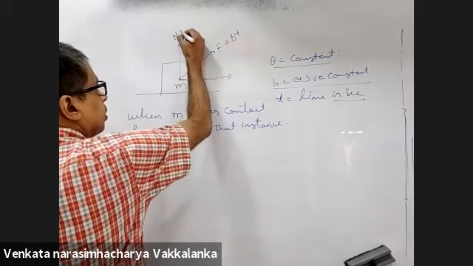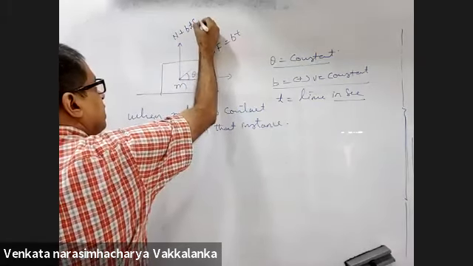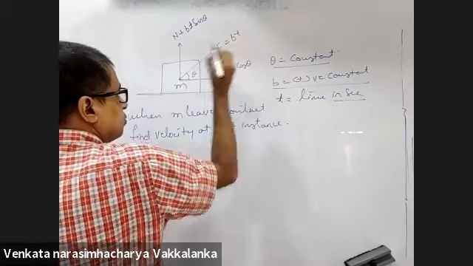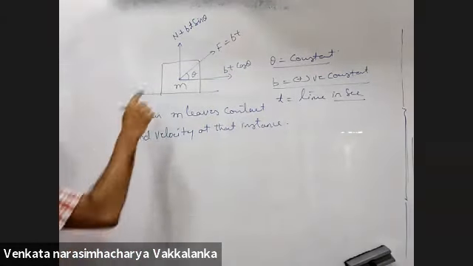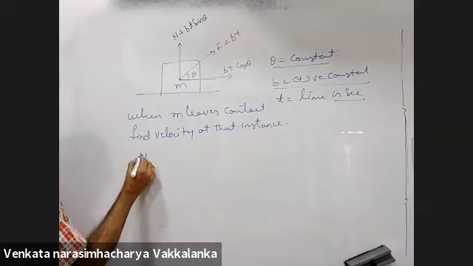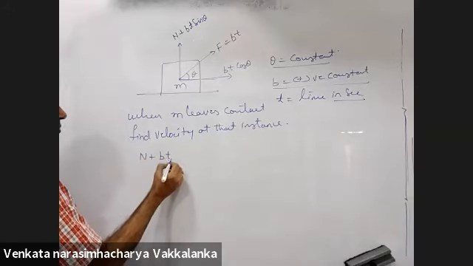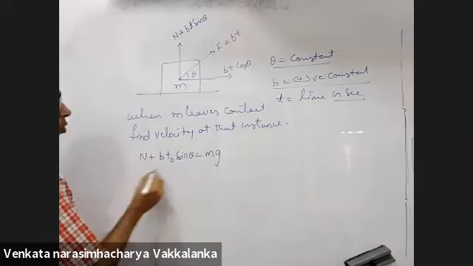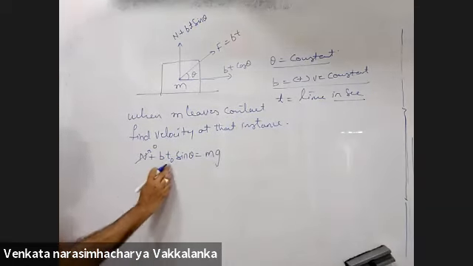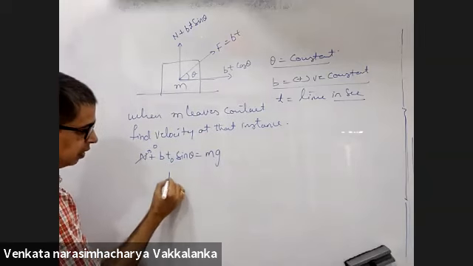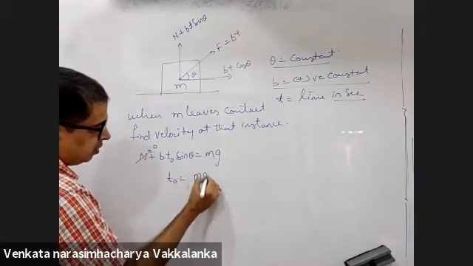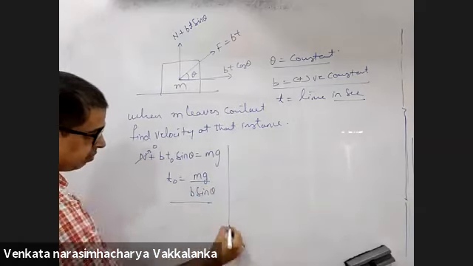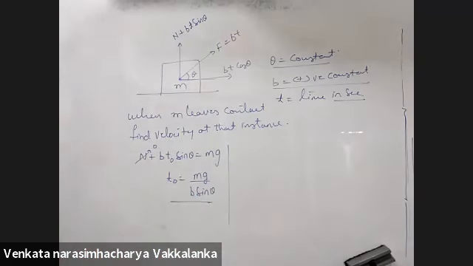This will be the normal force plus Bt sin theta. This will be Bt cos theta. When will the body lose contact? When the normal force becomes zero. Bt sin theta is equal to mg. So t naught will be mg by B sin theta. This is the time at which the normal force becomes zero.